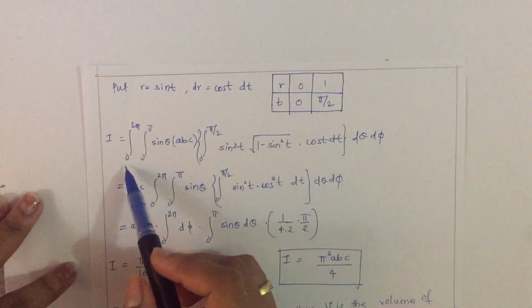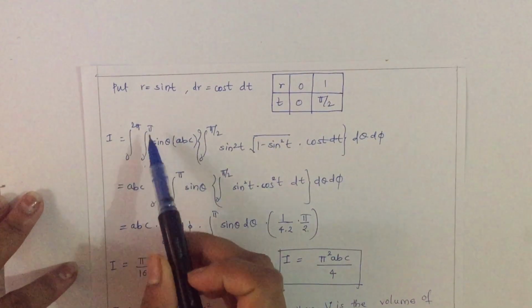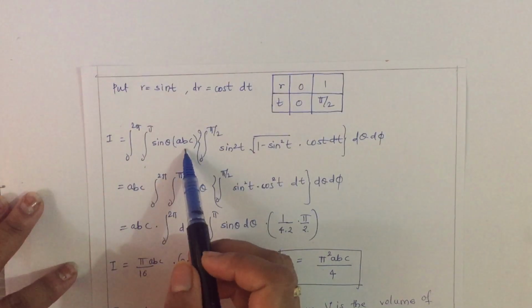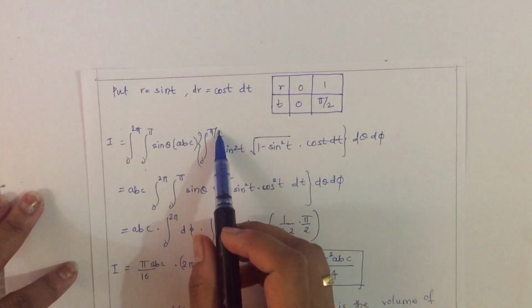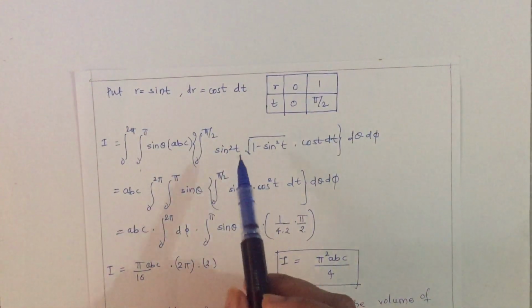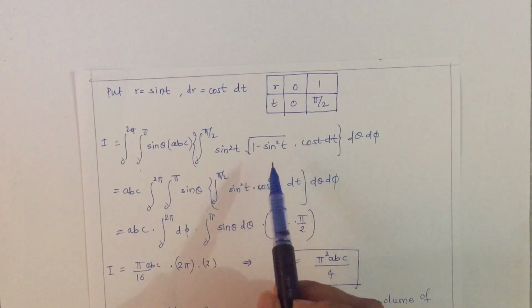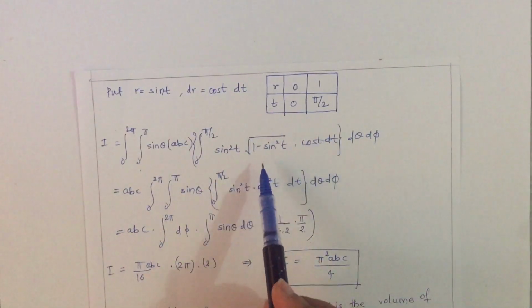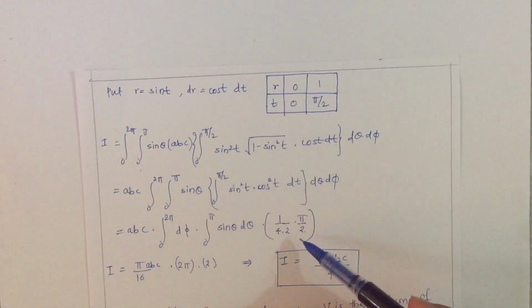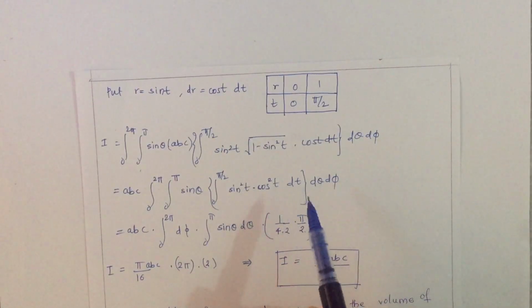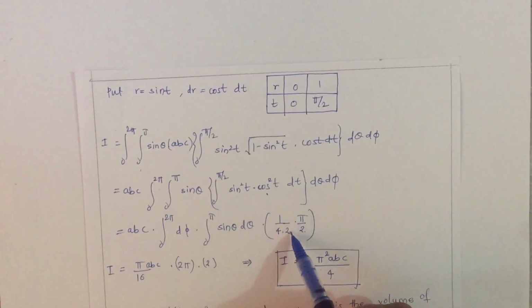So the integral becomes 0 to 2 pi, 0 to pi, sine theta is treated as constant, abc is constant. In this integral, 0 to pi by 2, r square into root of 1 minus r square becomes sine square t root of 1 minus sine square t, into dr, that is cos t dt. Evaluating this integral, we get a value of 1 by 4 into 2 into pi by 2 by the reduction formula. Use the reduction formula, we get this value.